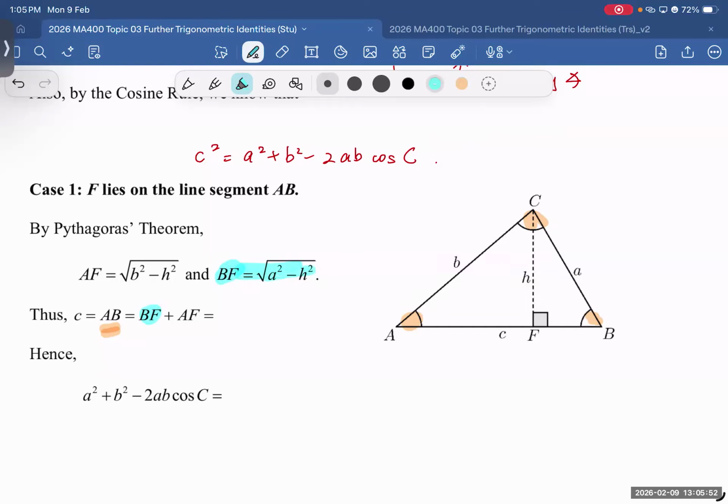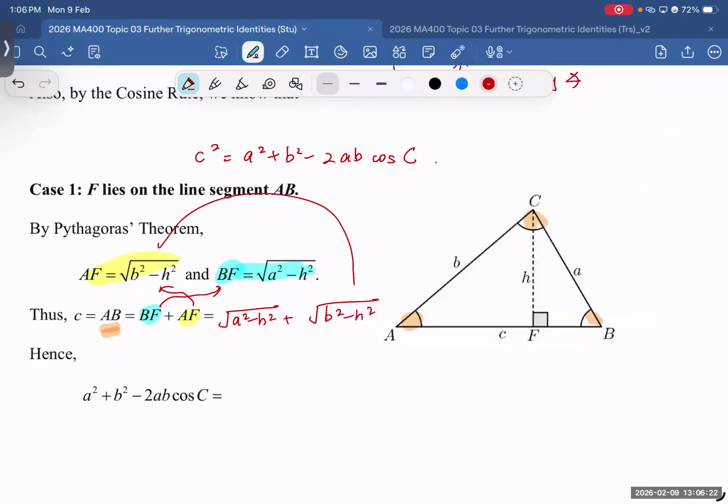Plus AF. So can I say that? Makes sense, right? AB, this is C, right? Using this triangle, BF plus AF. Okay, using this, I'm going to say that it's A squared minus H squared plus B squared minus H squared. I'm simply substituting.